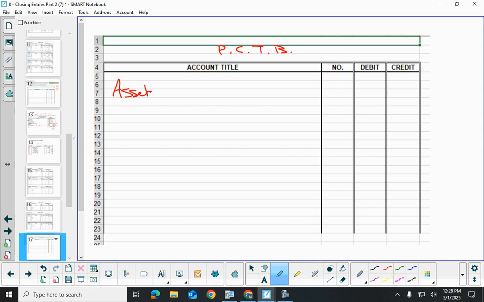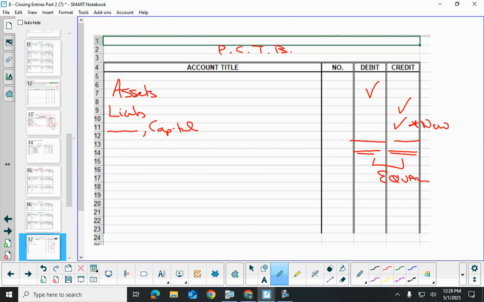Your assets will all have numbers in the debit column. Your liabilities will all have numbers in the credit column. Your capital will be a new number in the credit column. You'll know if you've done it right if they are equal. Okay?